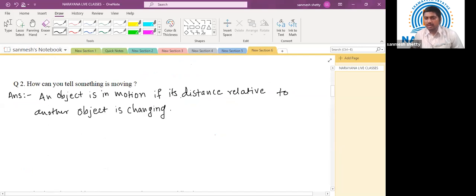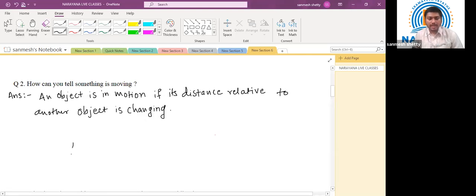Usually the term motion is defined like this: when an object is moving, we say that its position is changing with respect to time and surroundings, that is, with respect to a certain object kept in the surroundings. That certain object is called the frame of reference. Let us try to understand with the help of a simple diagram.